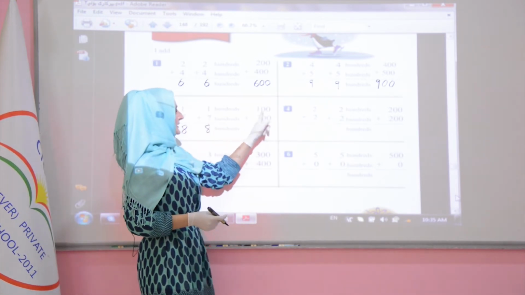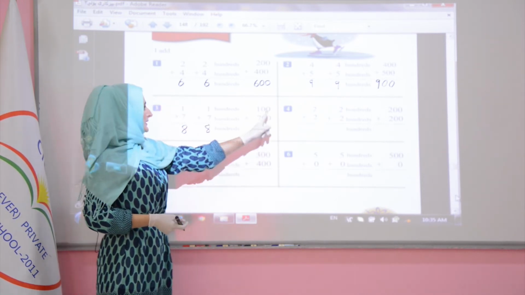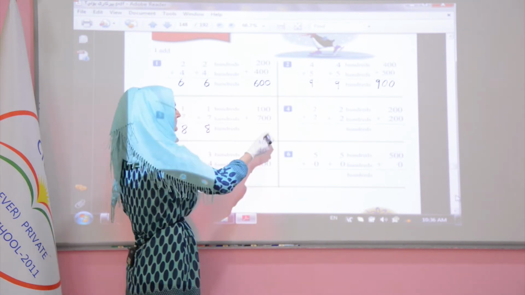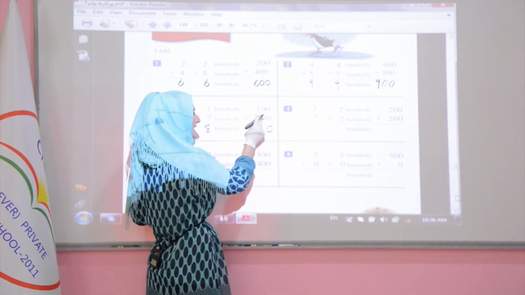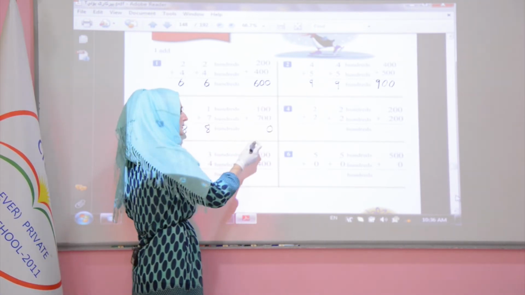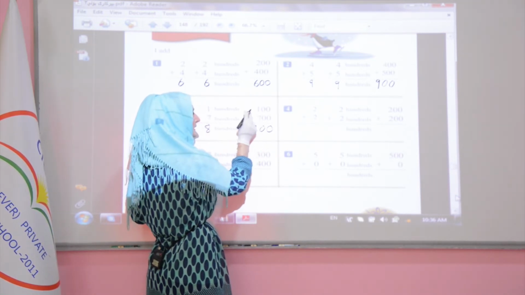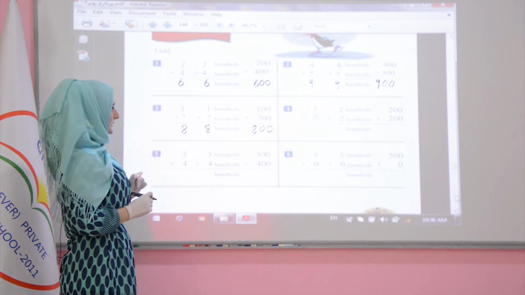There's also 100 plus 700 equal to what? First time from ones, 0 plus 0 equal to 0. In tens we have 0. 0 plus 0 equal to 0. Now 1 plus 7 equal to 8. So 100 plus 700 equal to 800.